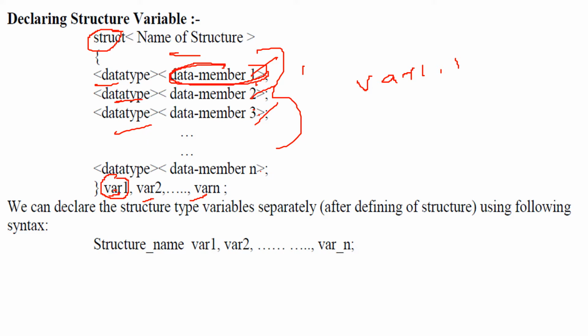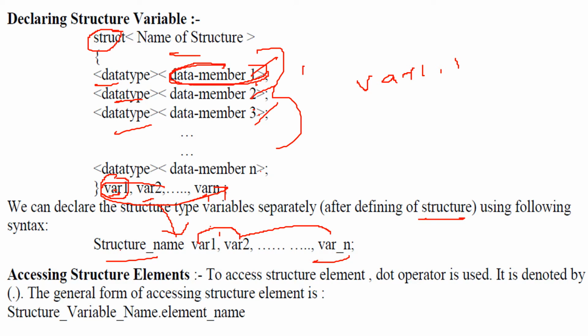When we want to declare the structure type variable separately, that is, after defining the structure, we write the structure name, then variable 1, variable 2, up to variable n. This can be defined in this way also. So these both are similar. How to access the structure element? As I just suggested, the dot operator. In order to access the structure element, we use the dot operator, and the general form is the structure variable, dot, the element name.